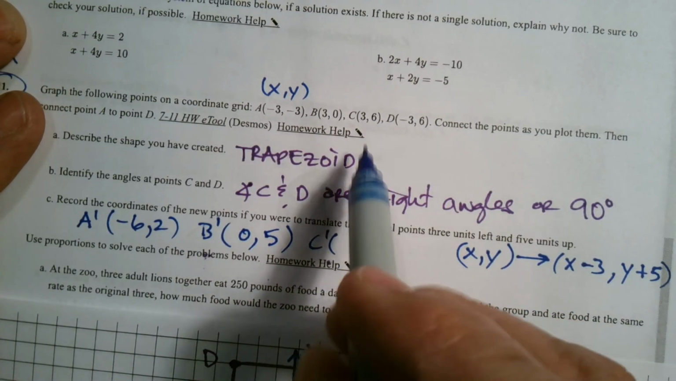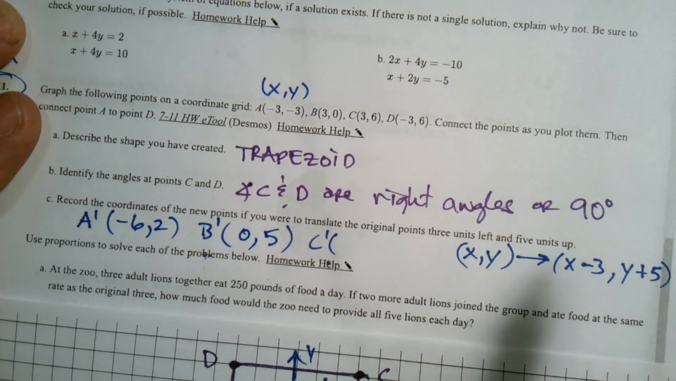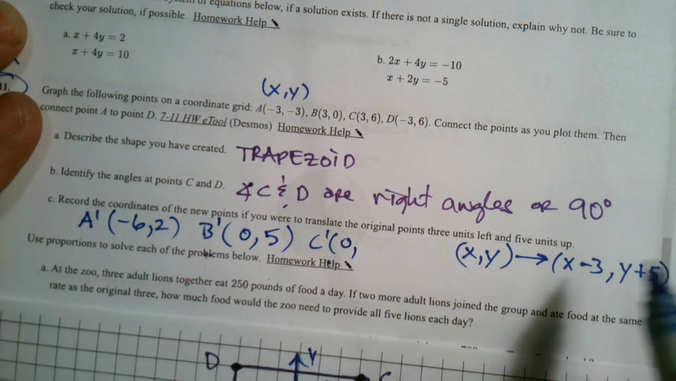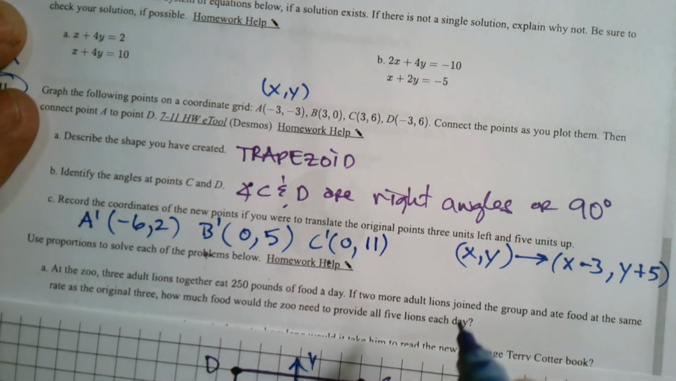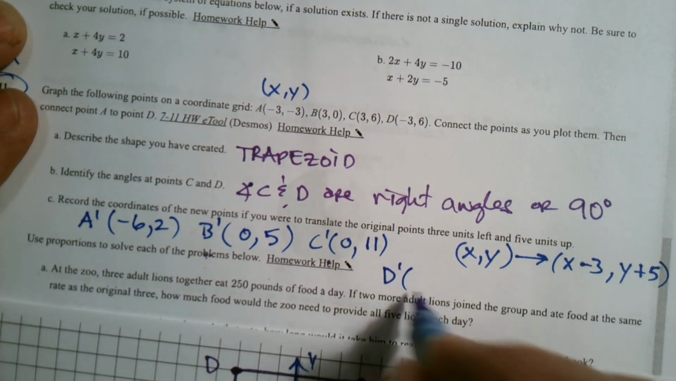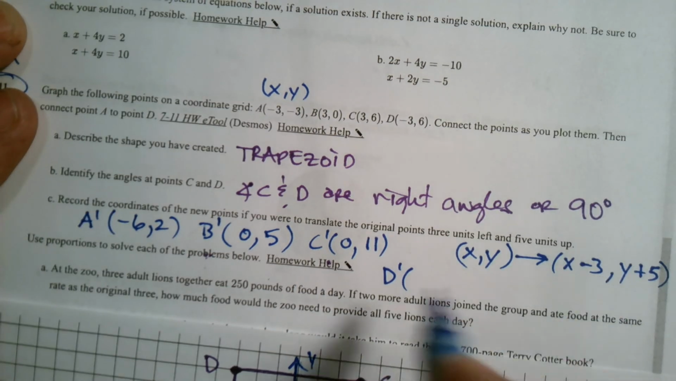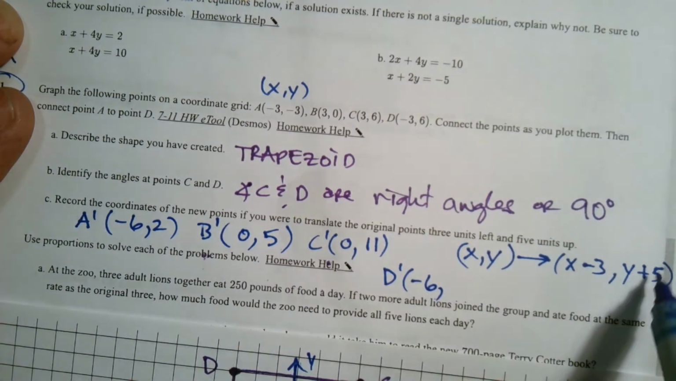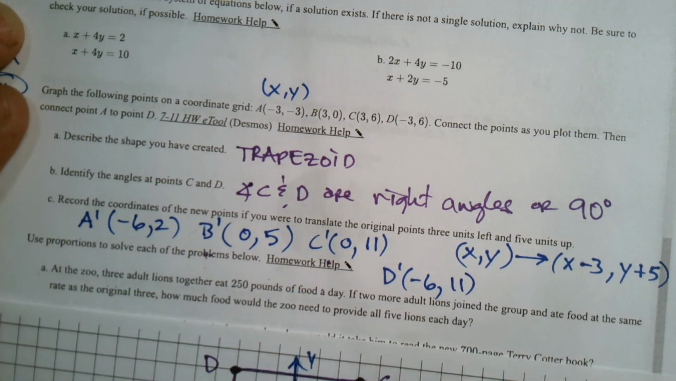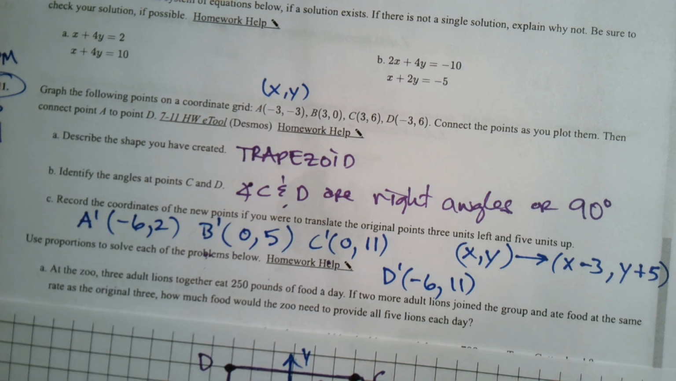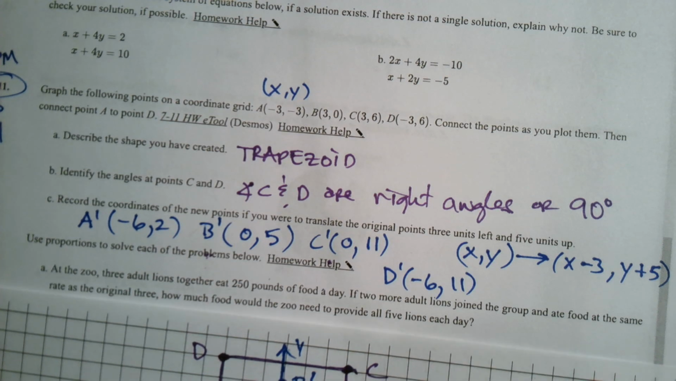So then C prime, we'll just keep using the expression. It's originally 3, 6. So 3 minus 3 is 0, and 6 plus 5 is 11. And then my last point, D prime, originally at negative 3, 6. So negative 3 minus 3 is negative 6, and 6 plus 5 is 11. So those are the coordinates of my new translated shape. All right. There you go.